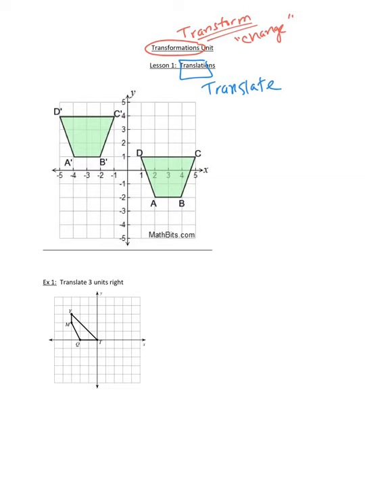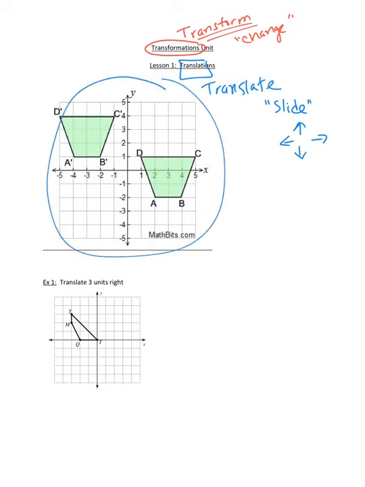A translation, to translate, is to take an image and to slide it across the graph. And you're going to slide it in one of four directions, either up or down or left or right. So if you look at the image right here that I just circled, that's an example of a translation. Trapezoid A, B, C, D, over here that I'm circling, those are called vertices, was translated. It was moved to a different part of the graph, and it's sort of like they took it and slid it across the graph. They slid it to the left, and then they slid it up, and it ended up over here.